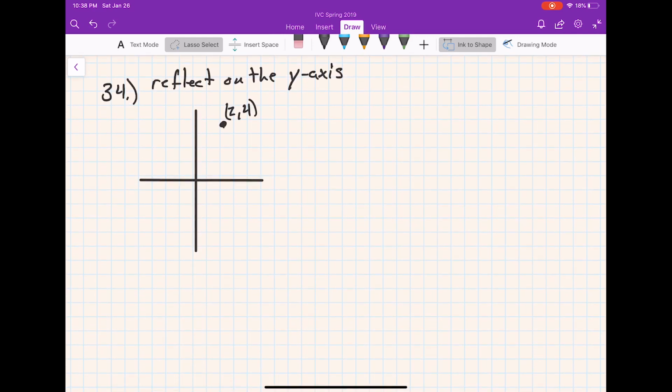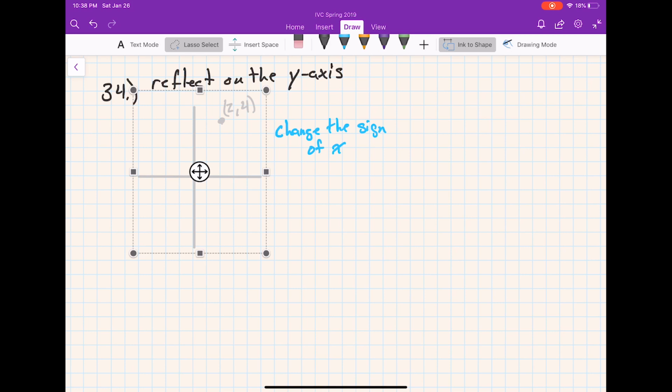All right, and this one we want to reflect across the y-axis. So we're going to change the sign of x this time. So we have 2, 4, so we're going to go with -2. Get this on the grid correctly. We're going to have -2, 4. So that's going to be right over here.